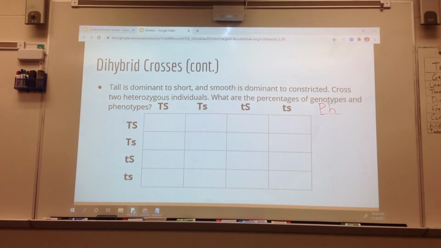Once you have the Punnett square filled out, check with the partner, come up with your phenotypic ratios.